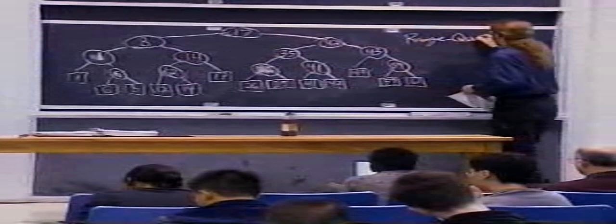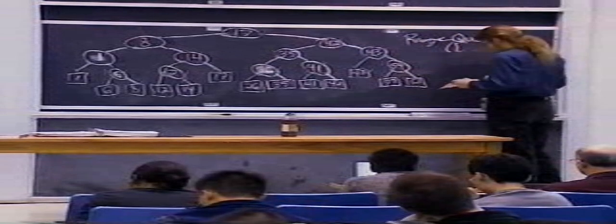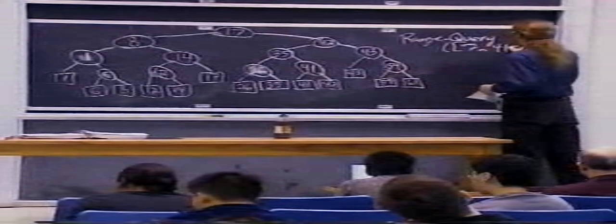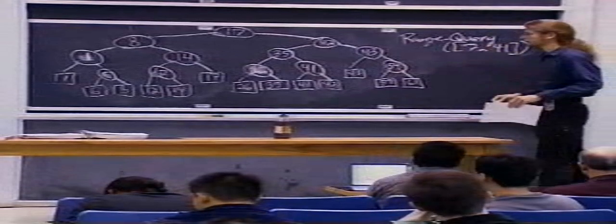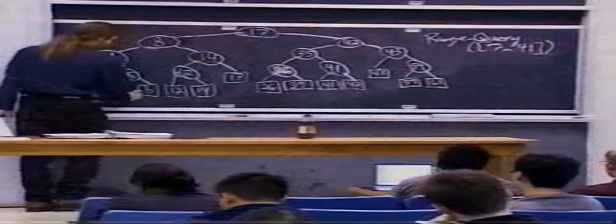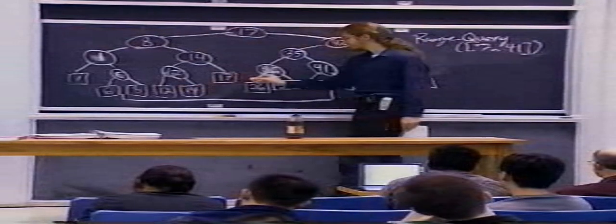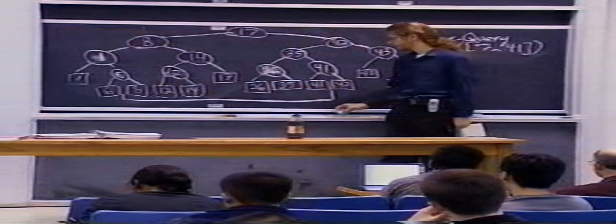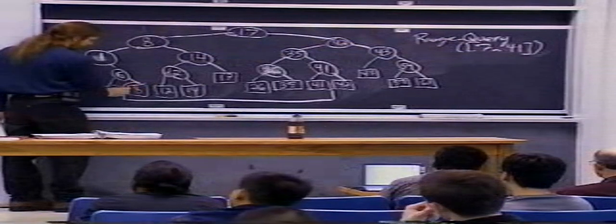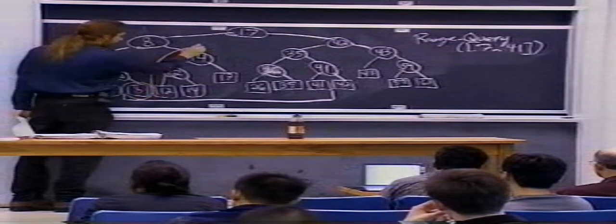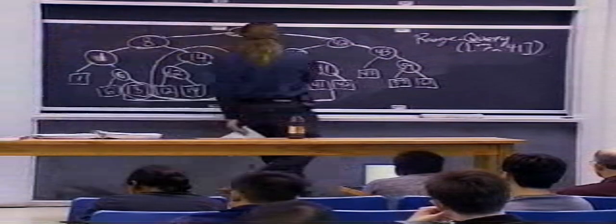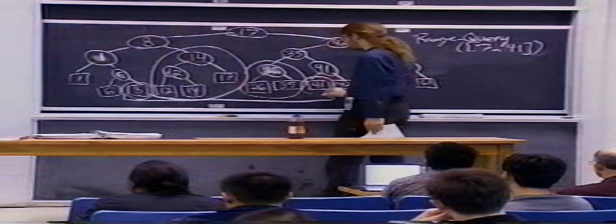So let's suppose I do a range query on the interval 7, 41. Okay, that's somewhere down here. So what I want are these leaves. Okay, 8, 12, 14, 17, 26, 35, 41. And one way to represent those leaves is to take this leaf, take this entire subtree, take this subtree, and take this subtree.